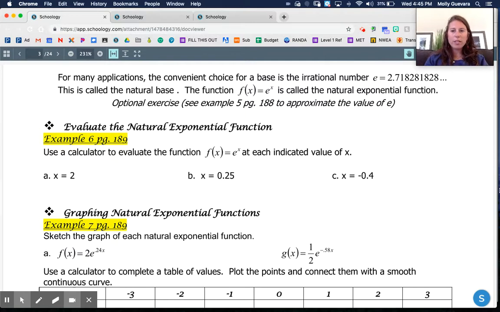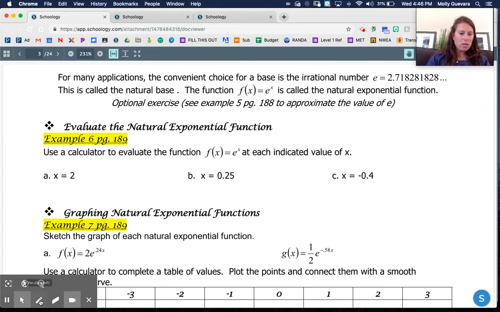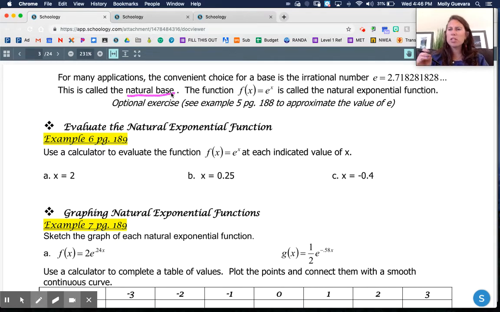Okay, so now we're going to look at e, which is called the natural base. Right here, this is called the natural base. And e is similar to pi, right? Pi is a symbol that represents a number, 3.14159, and so on. So pi represents a number. e also represents a number, and here it is right here.